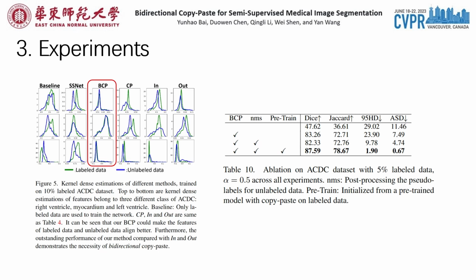On the right, we show the ablation experiment on 5% of the ACDC dataset. The top row represents the traditional self-training method, and adding BCP alone leads to significant performance improvement. We also employed other strategies to enhance the quality of pseudo-labels. Please refer to our paper for more details.